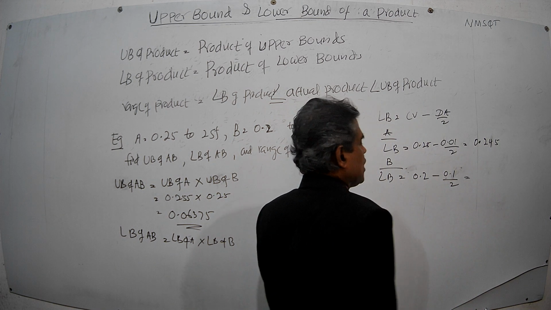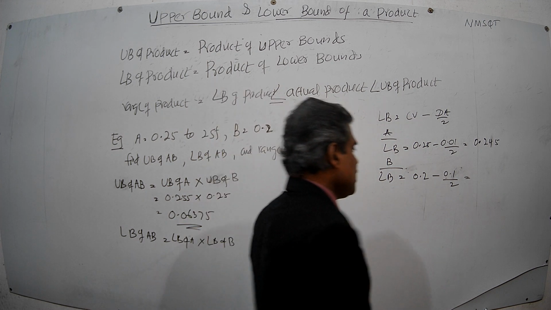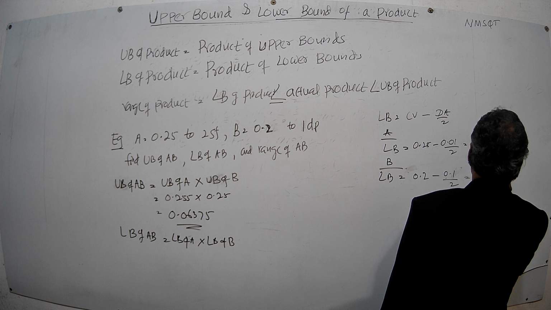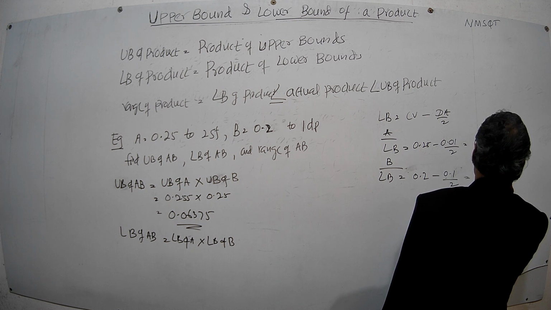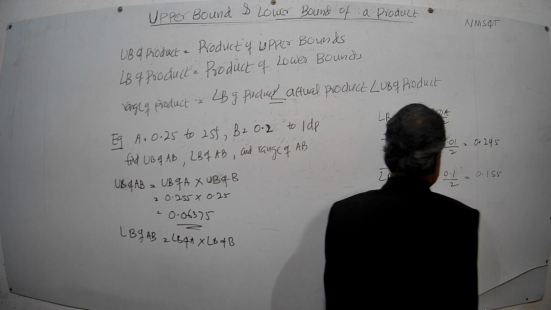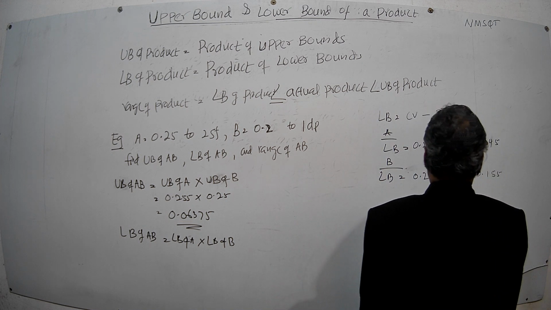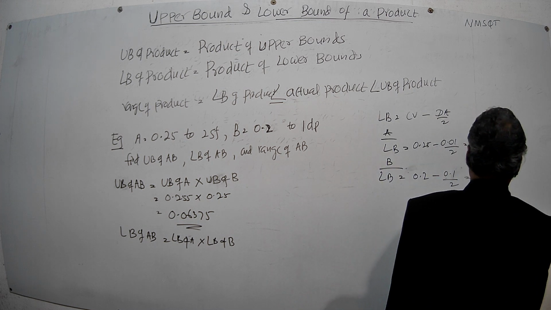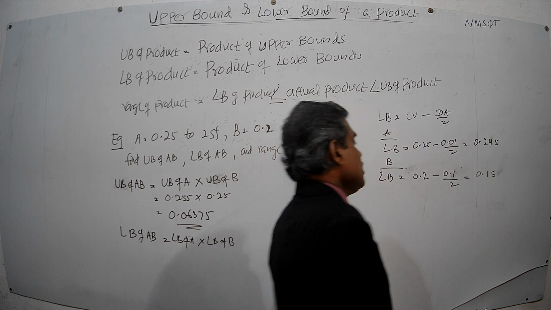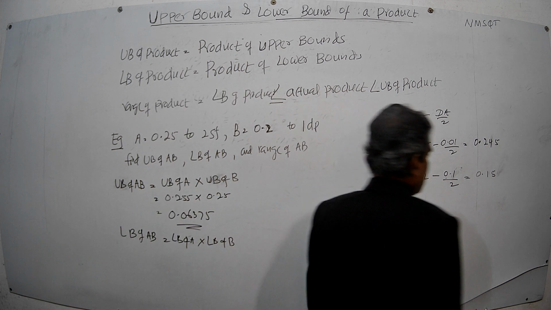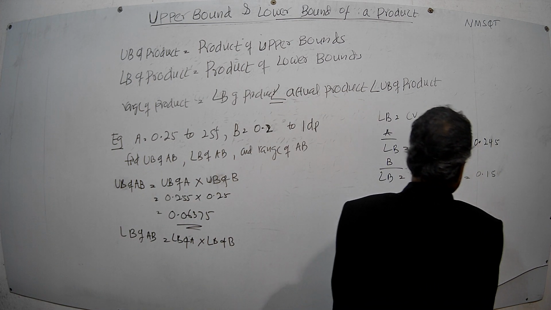Right. Then take 0.1 divided by 2, then it will be 0.05. Then deduct it from this one. This one will be 0.15. Okay, 0.15.